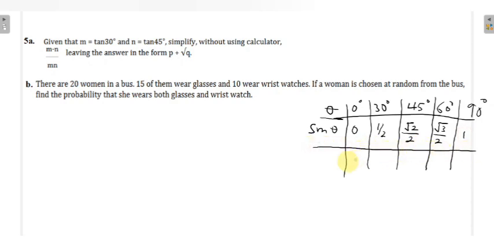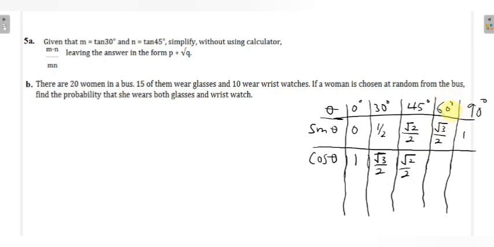Okay, so we'll go to the cosines of these angles. You need to know the values for these special angles. So cos 0 degrees is 1. Cos 30 degrees is root 3 over 2. Cos 45 degrees is root 2 over 2. Cos 60 degrees is 1 over 2. Cos 90 degrees is equal to 0.